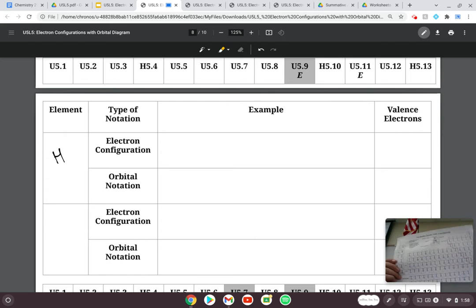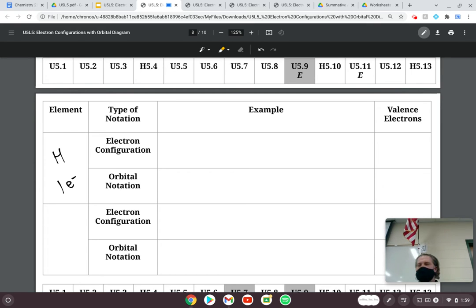And if you haven't done that, or if you are in the process of doing that, or you've already gotten that out, you might identify that hydrogen has how many electrons total? 1. So there's 1 electron in hydrogen.